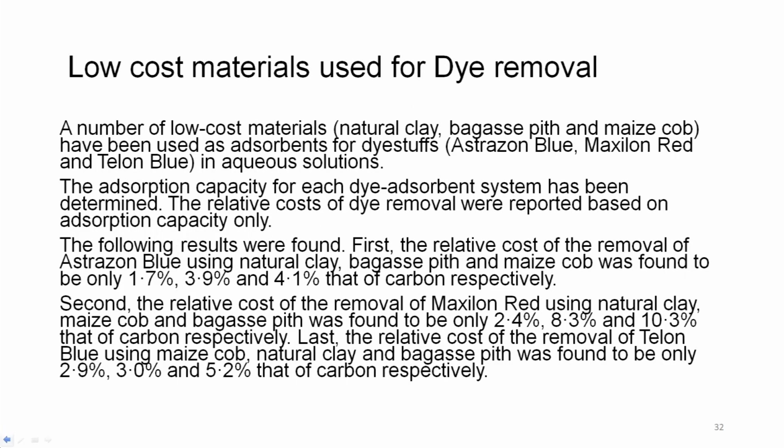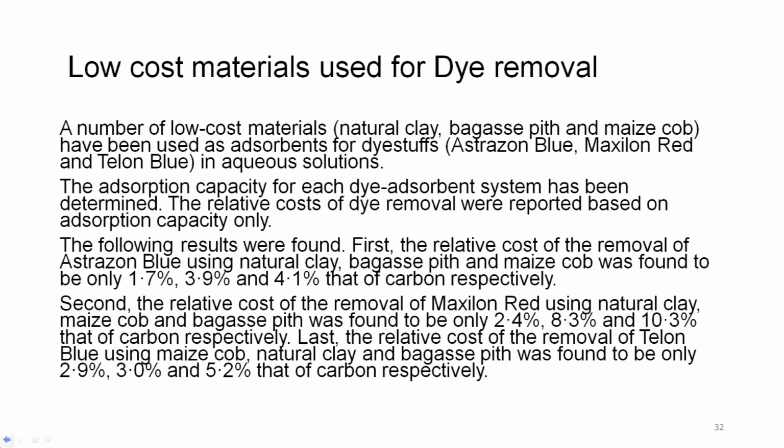Low cost material used for dye removal. A number of low cost materials like natural clay, bagasse pith, maize cob have been used as adsorbents for dye stuff like Astrazone Blue, Maxilon Red and Telon Blue in aqueous solution. The adsorption capacity for each dye adsorbent system has been determined. The relative cost of dye removal was reported based on the adsorption capacity. The following results were found.